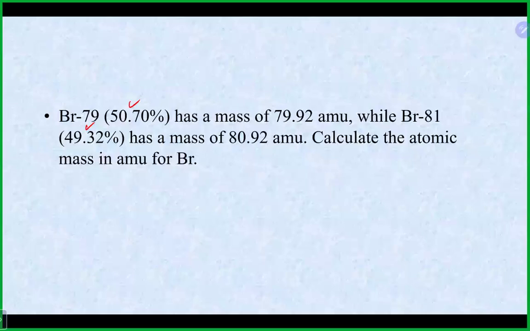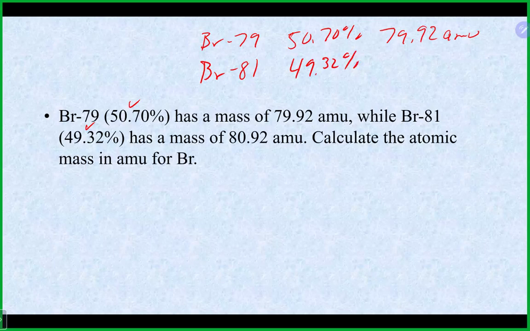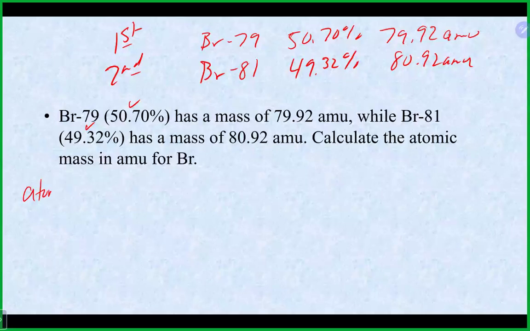So we have basically two isotopes here. We got bromine 79, which is at 50.70% and an atomic mass of 79.92. And we got bromine 81, which is at 49.32% and 80.92 AMU. So we basically have our first isotope and our second isotope here. And again, we're going to figure out the atomic mass by using that formula there.